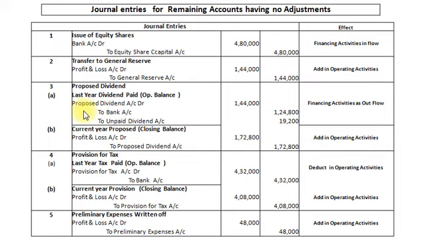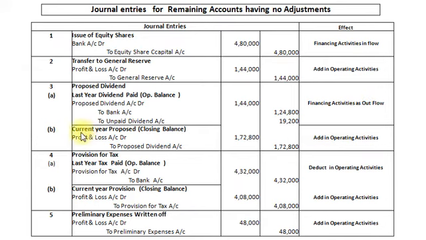So our accounting entry will be proposed dividend account debit rupees 1,44,000 to bank account rupees 1,24,800 to unpaid dividend account rupees 19,200 and effect dividend paid in financing activities as cash outflow.